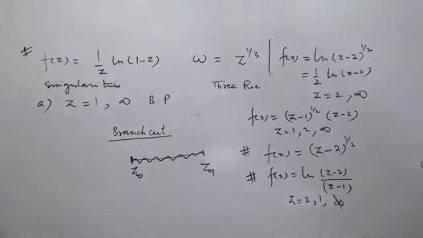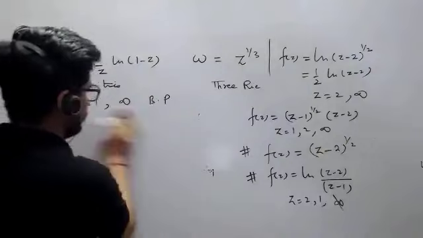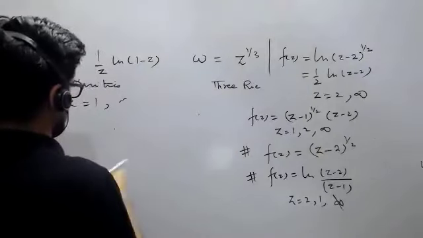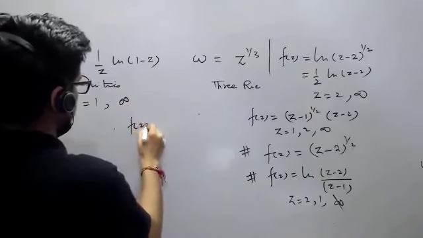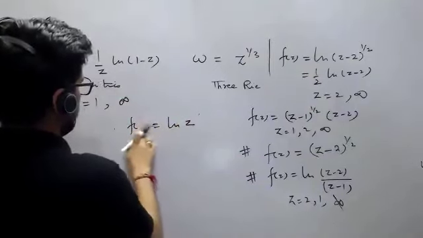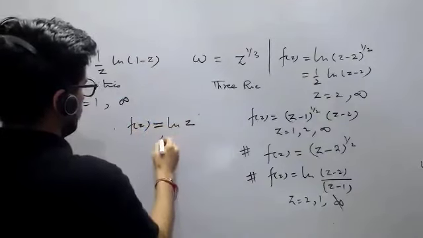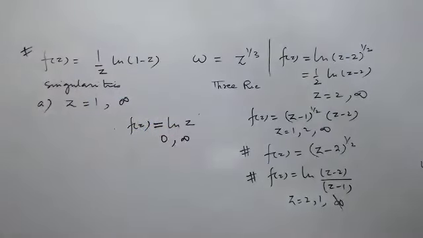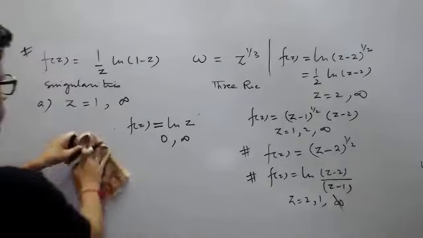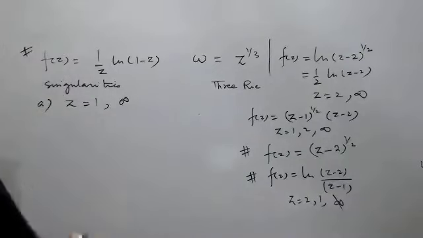For only ln z, what are the branch points? 0 and infinity. So suppose it is f(z) is equal to ln z. So 0 and infinity are the branch points. Okay. Let us see this. So a, 1 and infinity are the branch points.